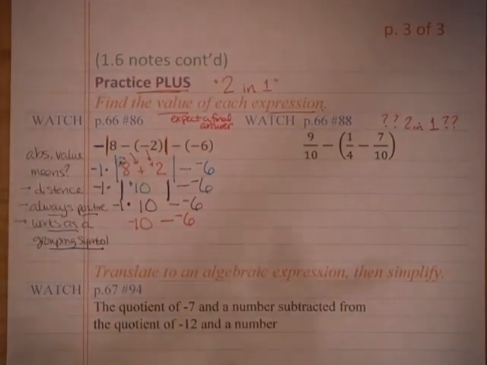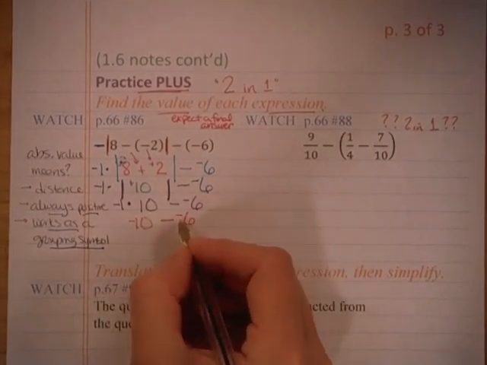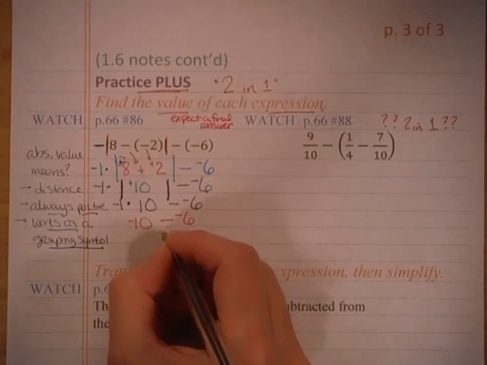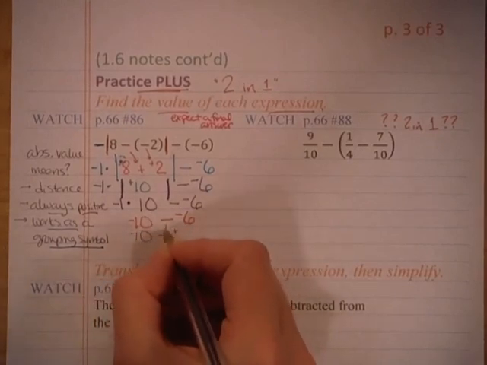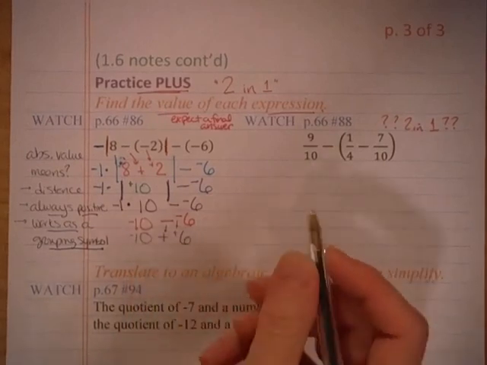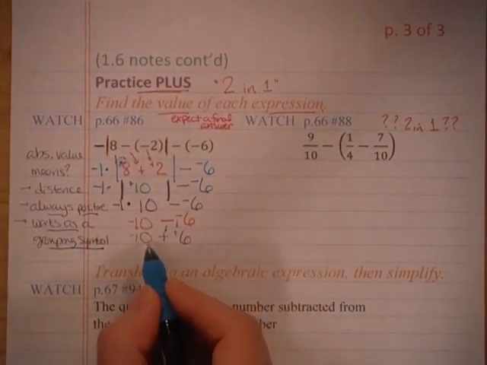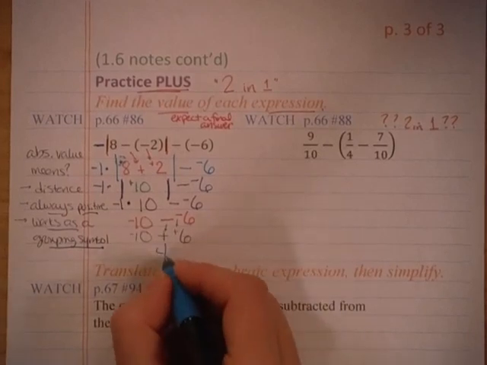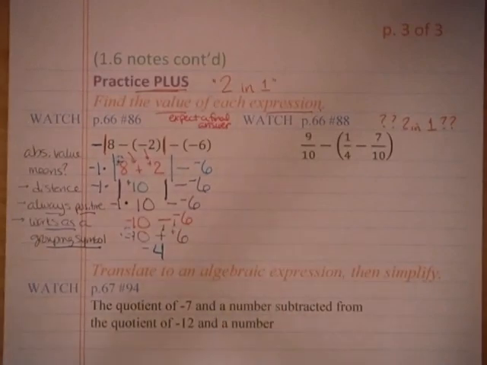Now this is back to the very beginning of this section. We're subtracting positive and negative numbers. So I'm going to make this add the opposite. So it's negative 10 plus a positive 6. Our signs are different, negative and positive. So 10 minus 6 is 4. Keep the sign of the bigger number. Our final value here is a negative 4.